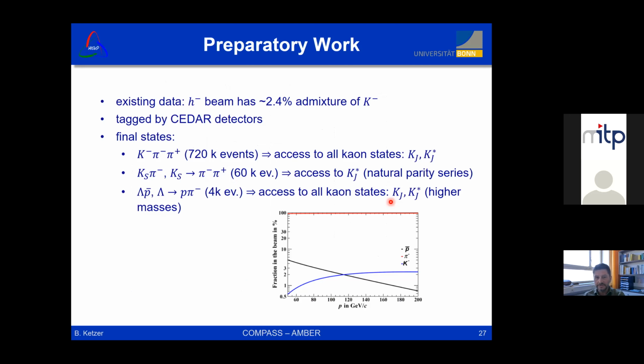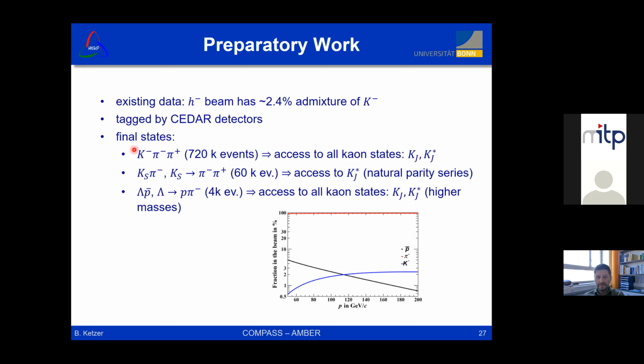Of course, we have done some preparatory work. We have looked at existing data where we mostly had a pi minus beam, which has about 2.4% admixture of kaons, and we have Cherenkov detectors sitting in the beam that actually tag each incoming particle. So this is done by the CEDAR detectors, so we know whether an incoming particle is a pion or a kaon, and that way we can actually select the kaons. But of course, at a much smaller statistics than we expect for AMBER. For example, we looked at these final states.